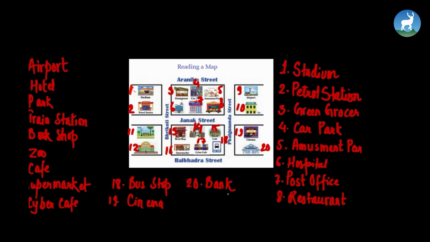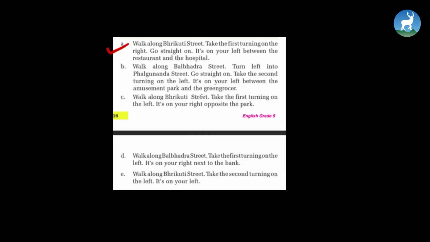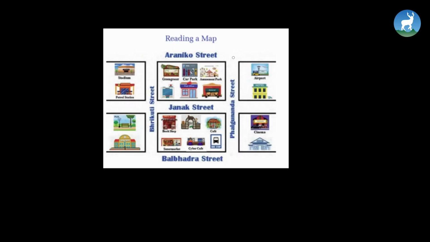Now let's go to the instruction and we'll get back to the map again. So what does the instruction number 8 tell us? Tells us to walk along Bricotti Street, take the first turning on the right, go straight on. It's on your left between the restaurant and the hospital. Okay, let's get back to the map now. So according to the instruction, walk along Bricotti Street. Where is the Bricotti Street? It's right here.